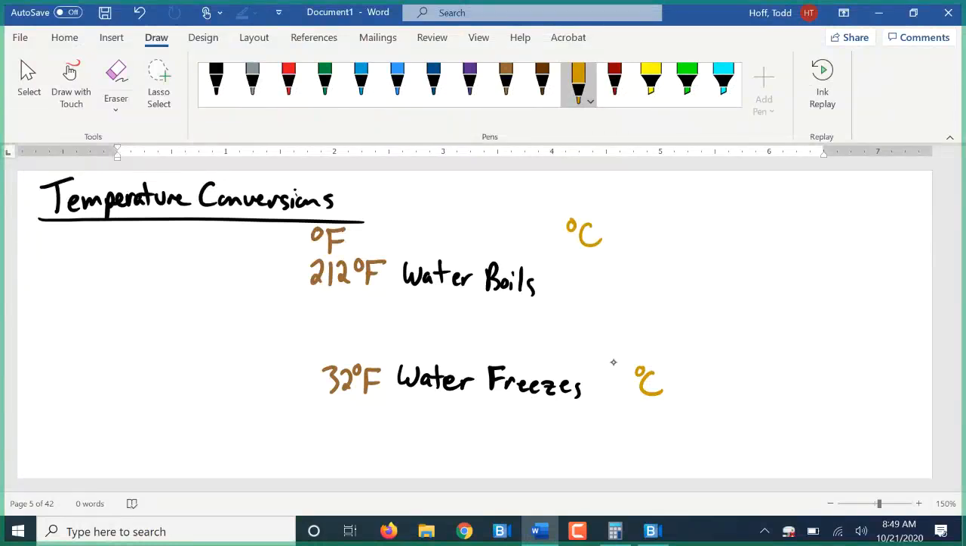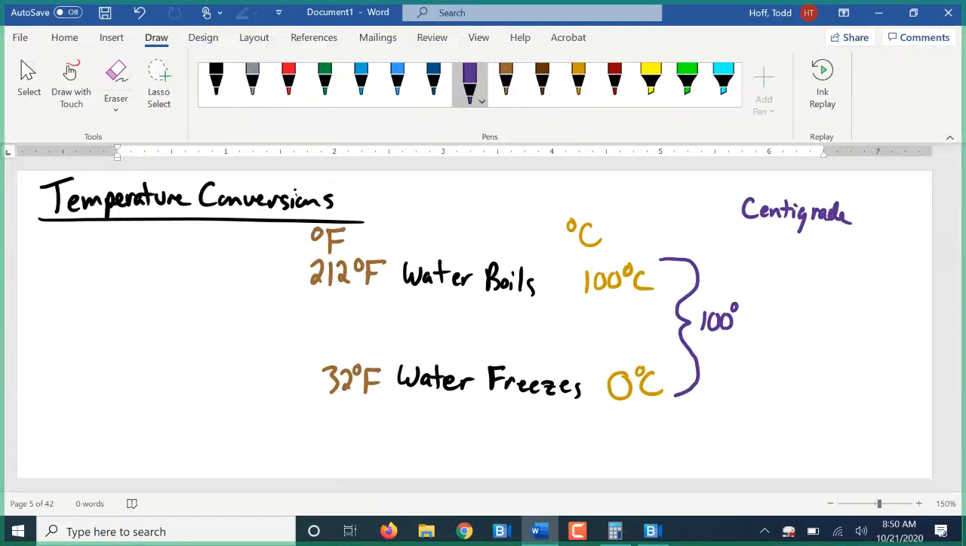I've got no idea. No idea? It's actually 0 degrees Celsius. Then water boils at 100 degrees Celsius. So in that Celsius scale between water freezing and water boiling is 100 degrees. Because of that, the Celsius scale actually is sometimes called a centigrade scale.